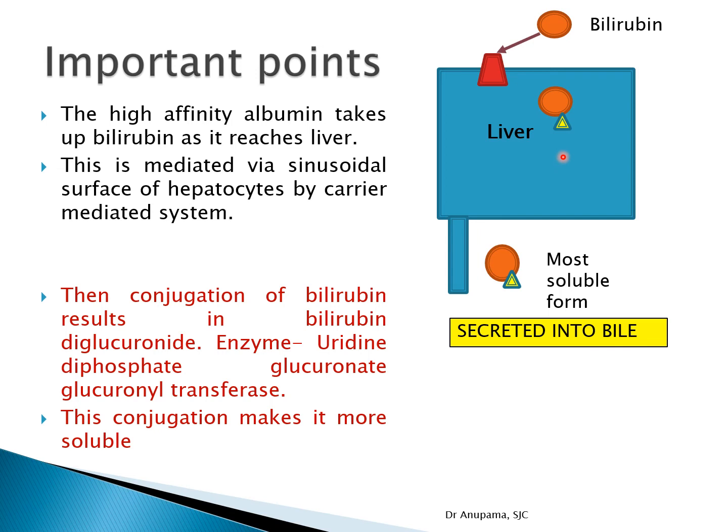Then the conjugation of bilirubin results in bilirubin diglucuronide. This is by the enzyme uridine diphosphate glucuronate glucuronyl transferase. This conjugation makes the bilirubin more soluble. So this is the soluble form. I mean to say the conjugated form of bilirubin is a more soluble form, while the unconjugated form is fat soluble.